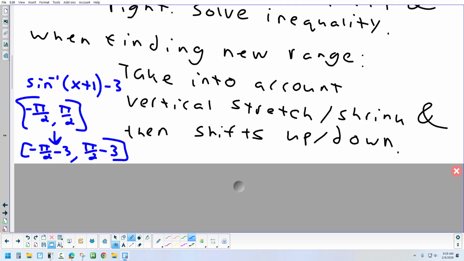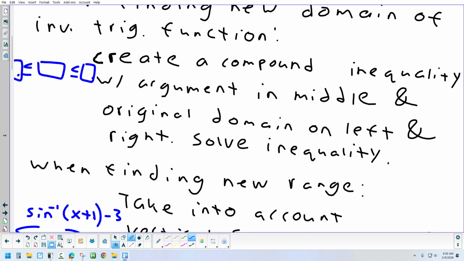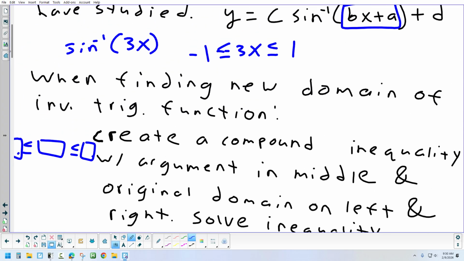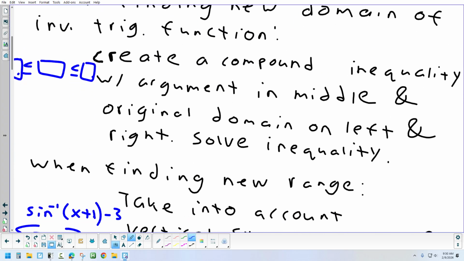Question on that? Just for finding the new domain, do you use the original domain or do you use the inverse sine domain? When you're dealing with the inverse trig function, you want to use the inverse trig domain. If you can't remember the inverse trig domain, then you could try to think of the range of the original because it's the same thing. So for the new domain, put the argument in the middle, and put the original domain of the inverse trig function on the left and the right.